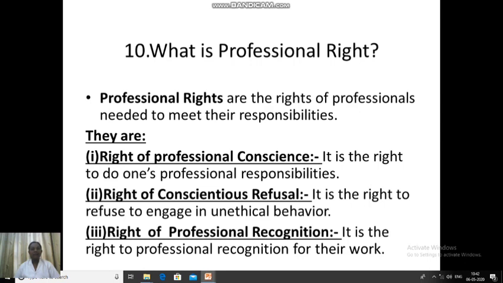They are right of professional conscience. It is the right to do one's professional responsibilities. Then right of conscientious refusal. It is the right to refuse to engage in unethical behavior. Then the third one, right of professional recognition. It is the right to professional recognition for their work.